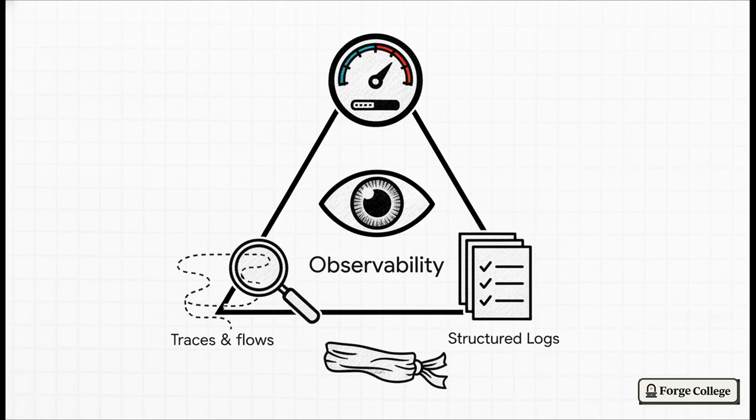First up, we have metrics. Metrics give us our aggregate health, so things like request rates, error counts, and latency histograms. They tell us if something is wrong. Second, we have traces. Traces follow specific request flows as they travel through our system, showing us exactly where a bottleneck is happening. So they tell us where something is wrong. And third, we have structured logs. Logs give us the deep context for root cause debugging. They tell us exactly why something went wrong.